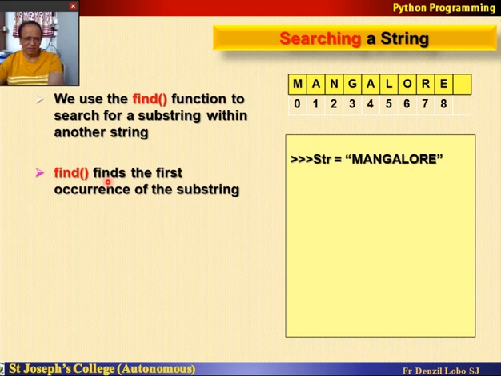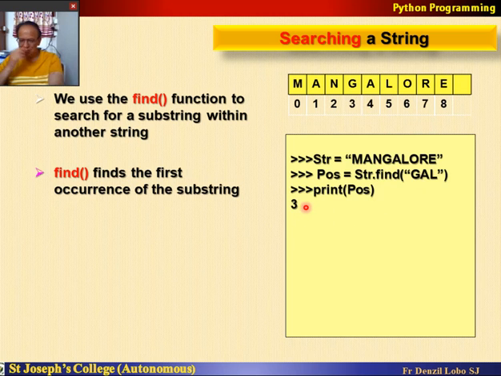It finds the first occurrence of the substring. Let us see. So I said str, this dot find is a method of this str, and gal. Let us see what it says. It gives the position where it starts: 0, 1, 2, 3. So it is going to give you 3 as the starting point of this substring. For example, position for A is going to give 0 and 1, so it is going to give you 1.